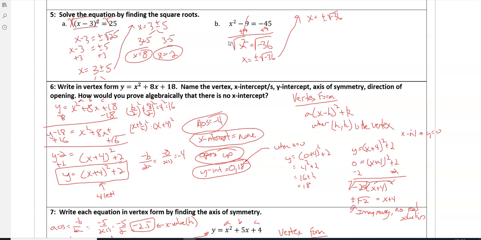But that is an i, so it's x = plus or minus 6i, because that's an imaginary solution. You can't have a square root of a negative number in the real numbers. So that would be your final answer, plus or minus 6i. So that is number 5 on your review.